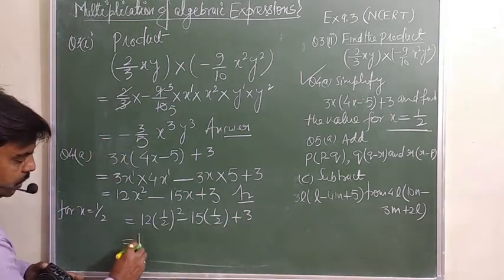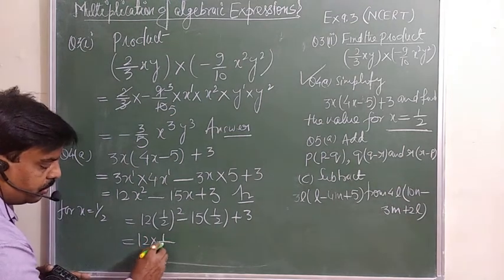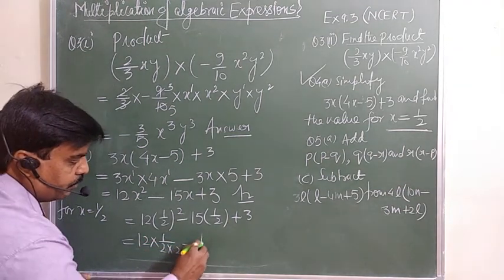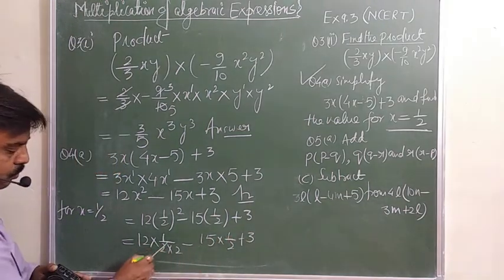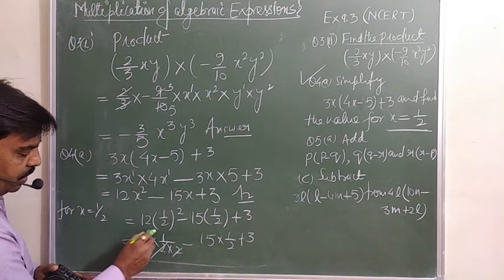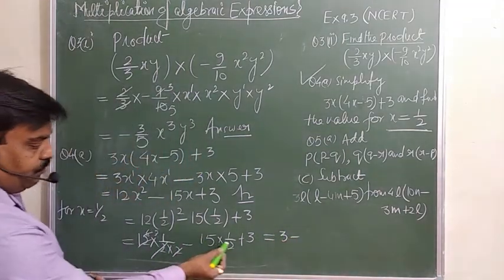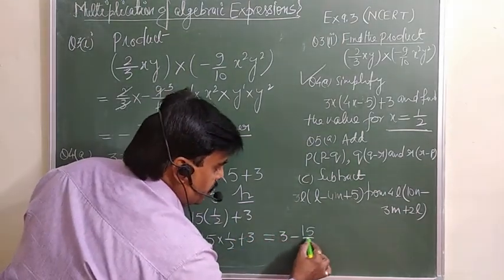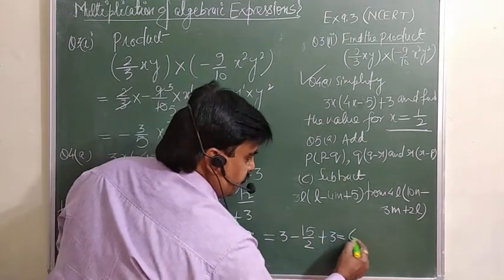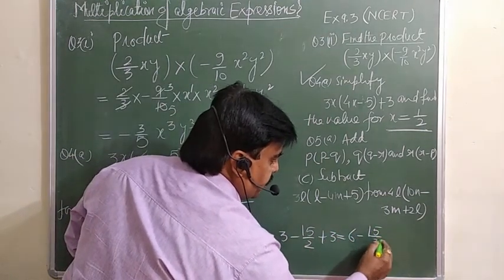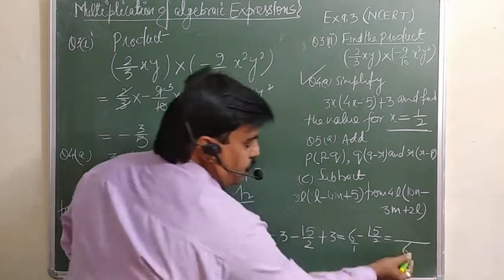Solve it. This is 12 into (1 over 2) whole square, means 1 over 2 into 1 over 2. So 1 over 2 into 2 you can write down, minus 15 into 1 over 2 plus 3. So look, 2 sixes and 2 threes. So this is your 3 minus 15 over 2 plus 3, and 3 and 3 is 6. 6 minus 15 over 2. You can take the LCM. LCM will be 6.